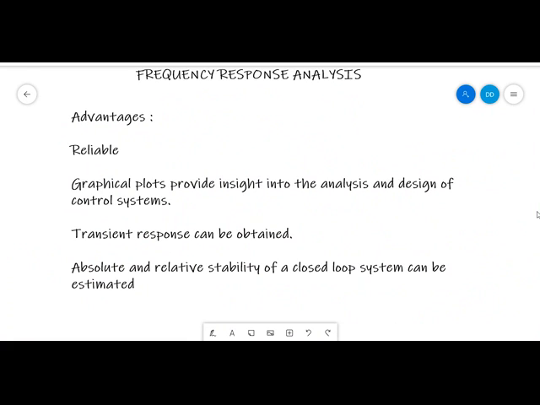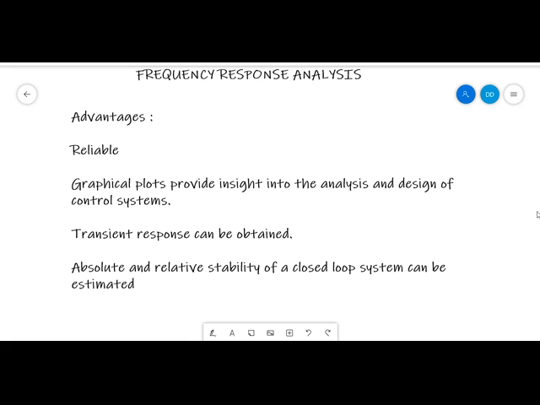Next, we'll see the advantages of frequency response analysis. So first thing is, it is most reliable, because the sinusoidal test signal for various range of frequencies and amplitudes are easily available. So experimental determination of the frequency response becomes easy.